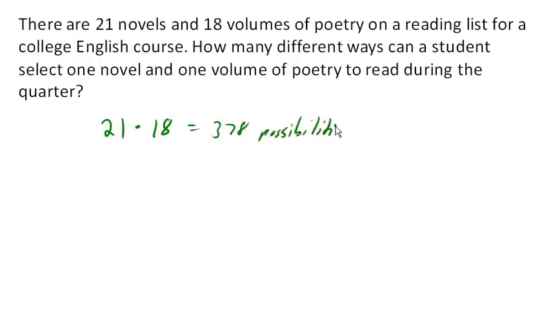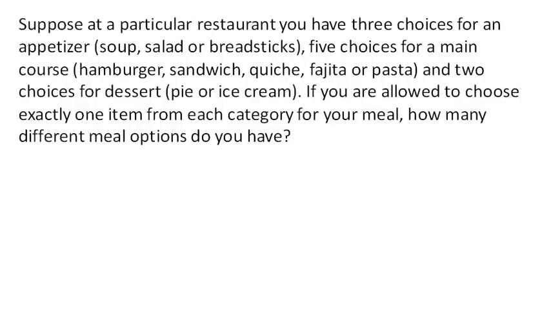Let's look at another one. Now, suppose that we're at a restaurant and we have 3 choices for the appetizer, 5 choices for a main course, and now 2 choices for dessert. If we're allowed to choose exactly one of each of them, then we would have 3 times 5 times 2 equals 30 choices. Now, it is important to note here that this is assuming that we actually pick one from each of them, so we're not going to not pick one of them.